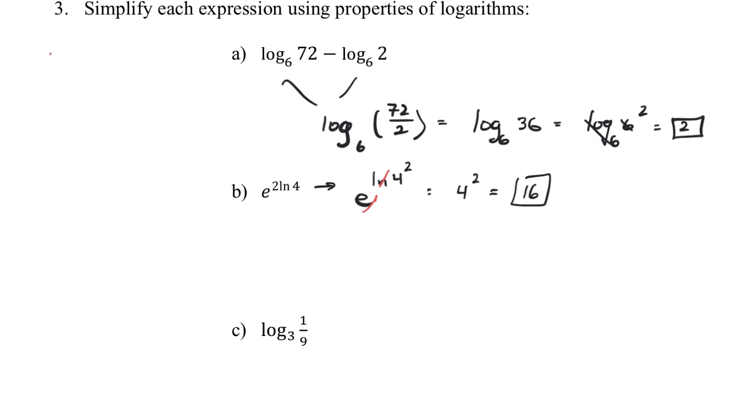For part C, we need to change the 1/9 into a base of 3. And it's 3 to the power of -2. Right here, 3 to the power of -2 is the same thing as 1/9. Now that they have matching base, they're going to cancel out. And the answer is -2.